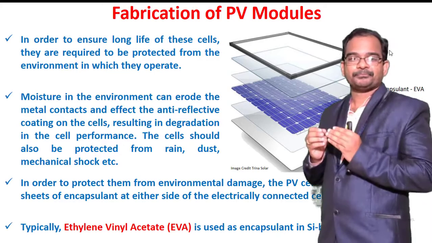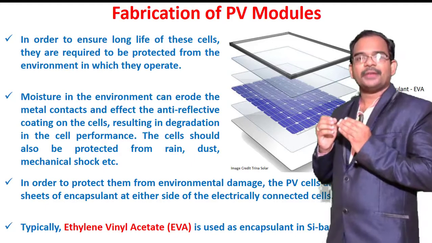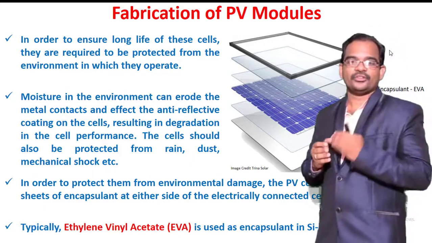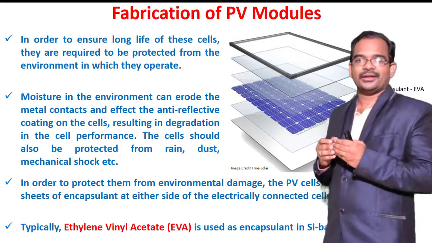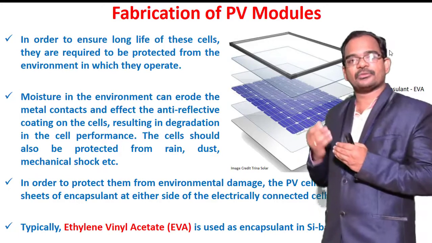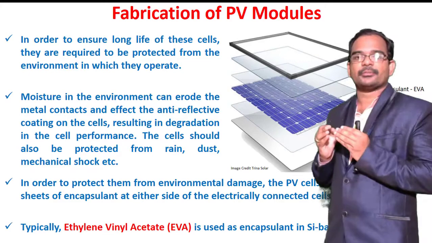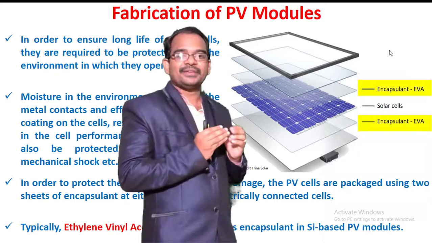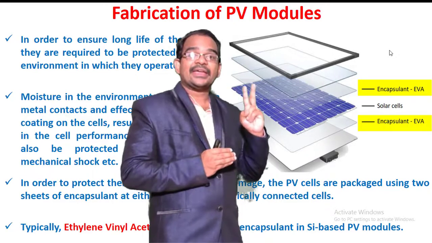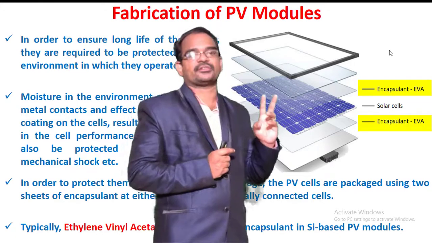At the same time, the cells also have to be protected from rain, dust and mechanical shock apart from moisture. Moisture will affect the anti-reflective coating. Rain, dust and mechanical shock are different other parameters which will affect the performance of a solar module as well. So in order to protect them from environmental damage, the PV cells are packaged using two sheets of encapsulant on either side of the electrically connected solar cells.